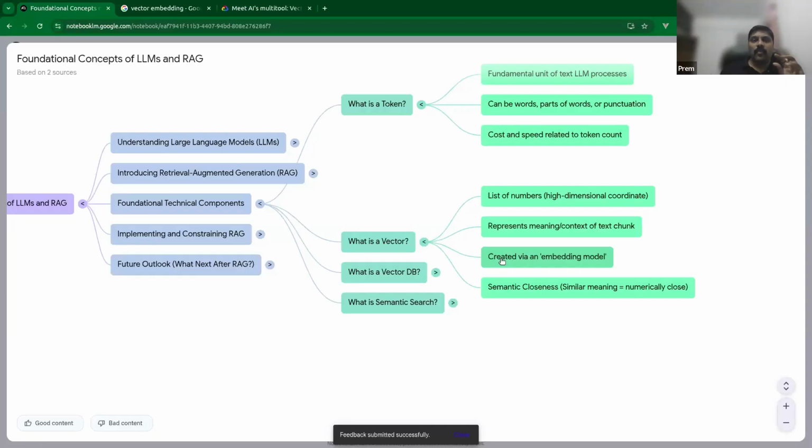So this is exactly what a vector is. It's a list of numbers, and it represents the meaning and context of a text chunk. A chunk is nothing but, as I said, it can be a paragraph, a sentence, or a page. It depends on how you are chunking your document, right? There are many ways to chunk. The split is outside the scope of the LLM. You can extract the data, and you can use your program to identify.